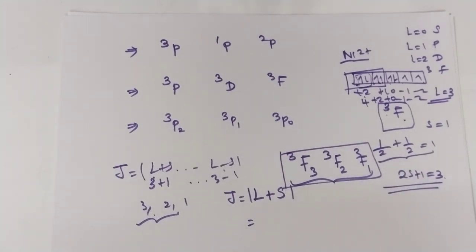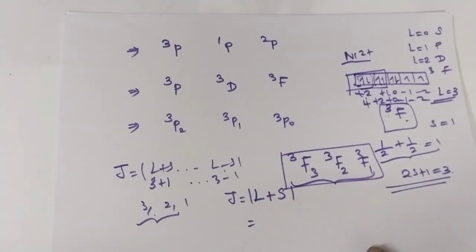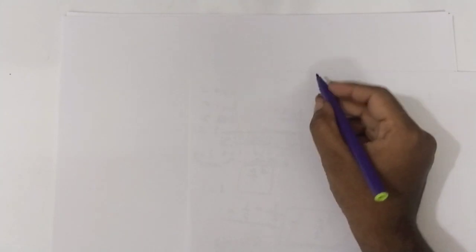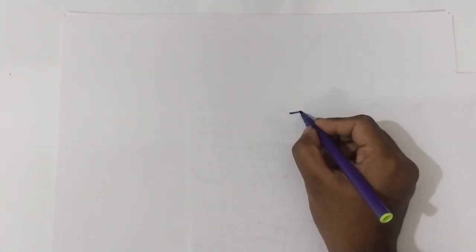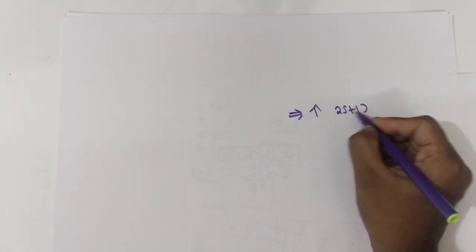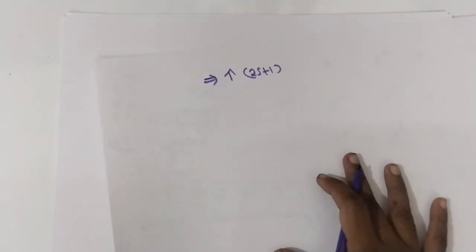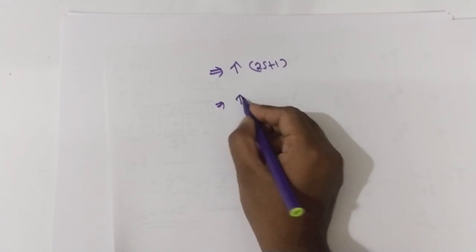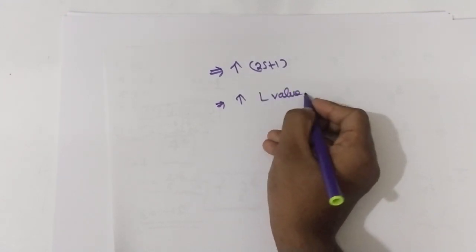In order to find out the ground state term symbol, there are some rules. Okay, there are some rules. Ground state term symbol should have higher 2S plus 1 value. Okay, higher 2S plus 1 value. Then it should have higher L value. Okay, higher L value.